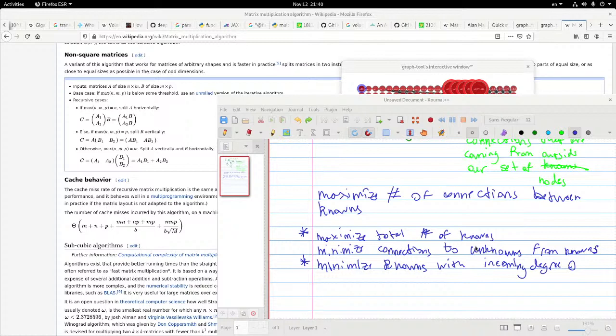I honestly don't have any intuition for why that should work. It just sounds like a graph algorithm. It sounds like an algorithm that you would do on a graph. But I really don't have any better ideas.